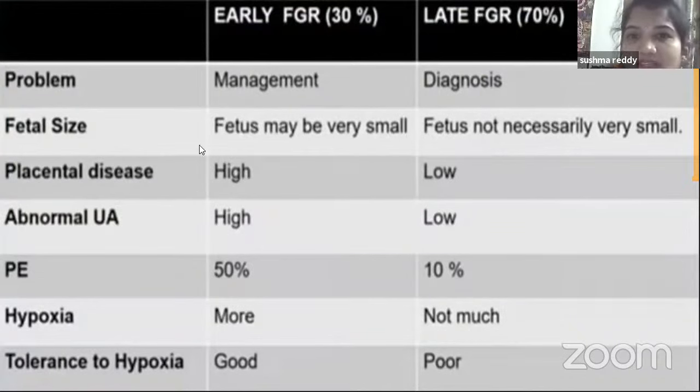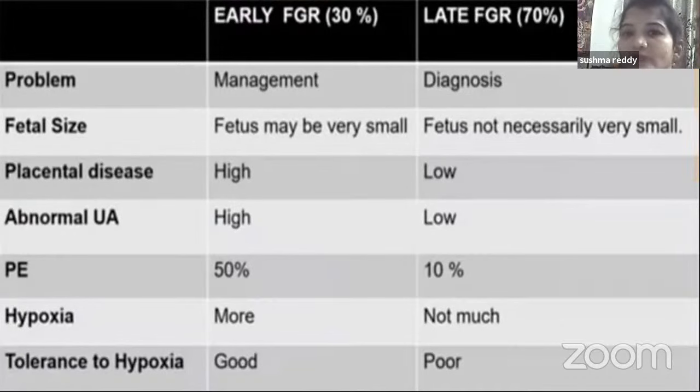Differences between early and late onset fetal growth restrictions. The problem in early onset fetal growth restriction is management. Why? Because it is a very small fetus, below 32 weeks, the weight is less, and also lung maturity is not attained. So that is the reason management is very difficult. Whereas in late onset fetal growth restriction, management is not difficult, because the fetus has crossed 32 weeks and has attained a certain level of lung maturity.